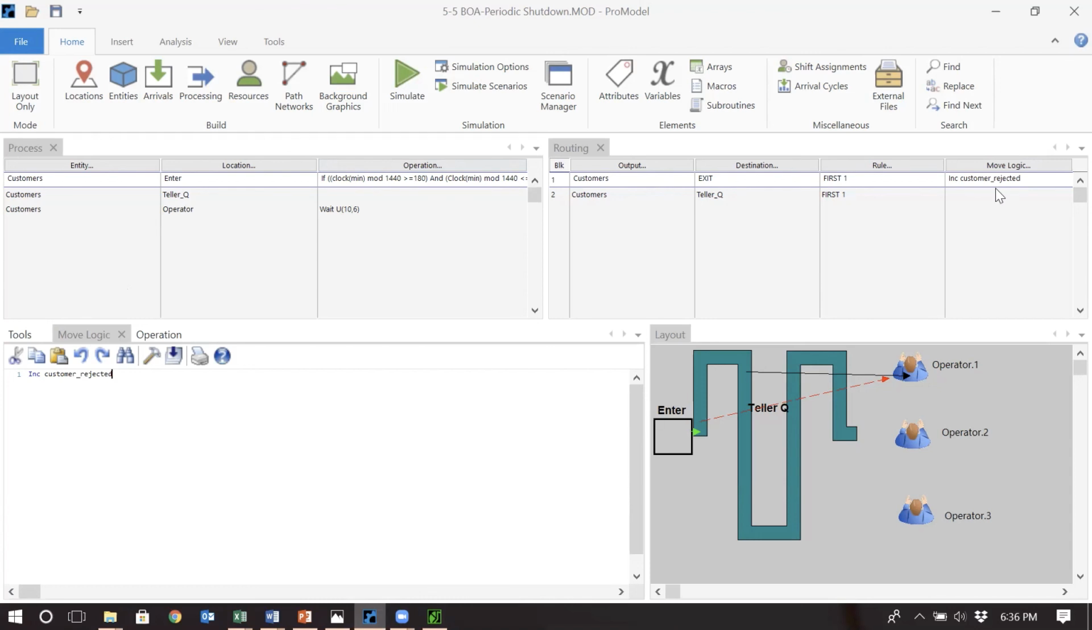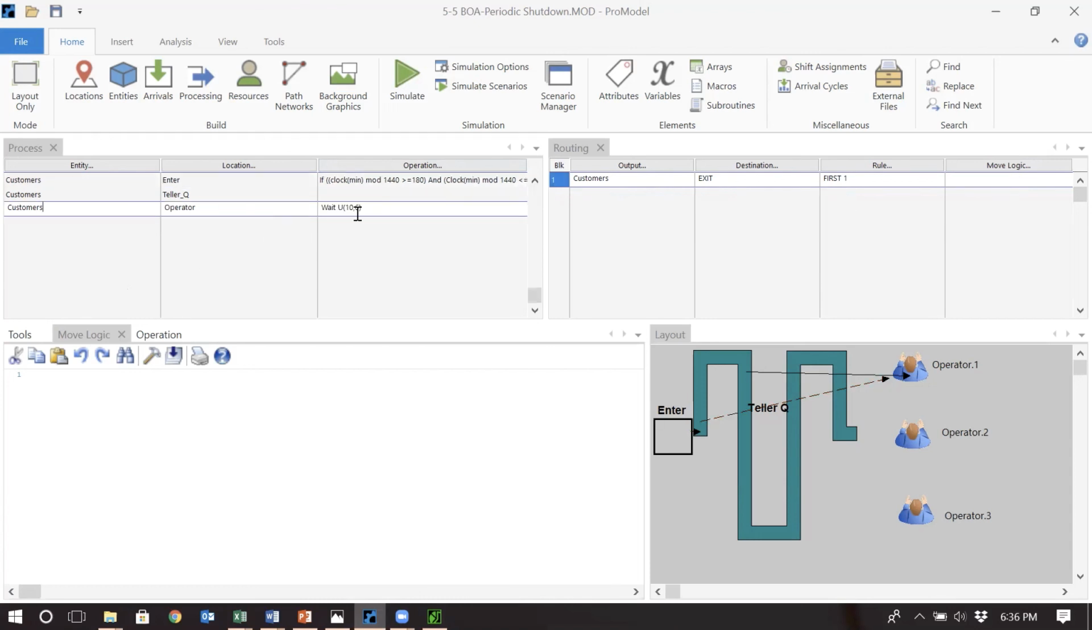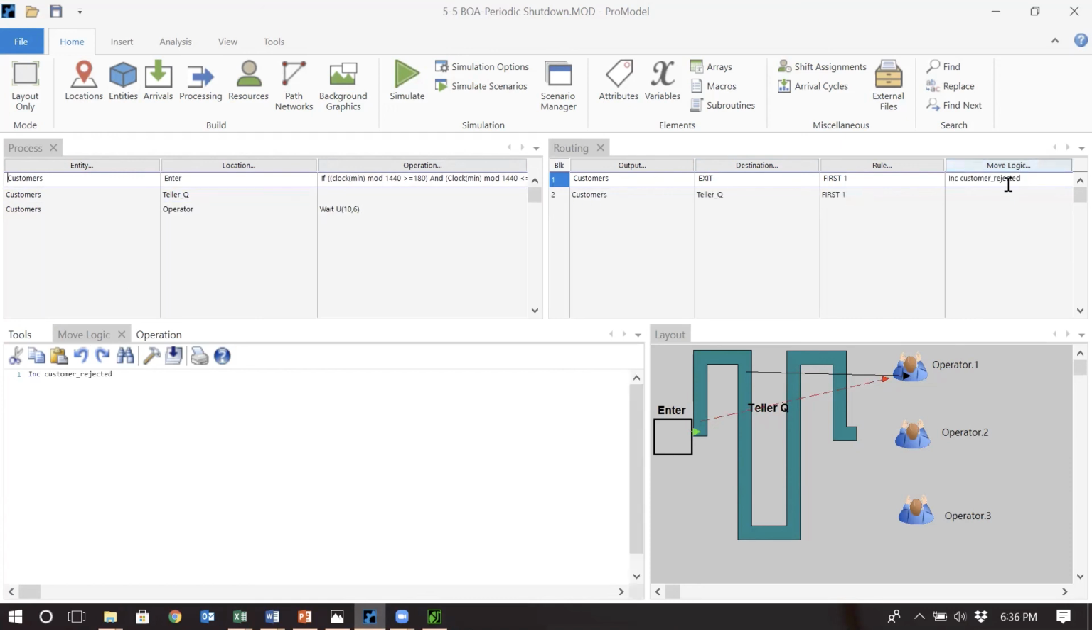is going to get increased by 1. And remember, that's not the exit when we go from operator to exit. We are not going to increase that variable when we get to exit from the operator. That's not going to happen. We are going to increase the variable customers rejected when we go to exit from the entrance. If from the entrance directly I go to exit, that means I got rejected. I could not enter the system.